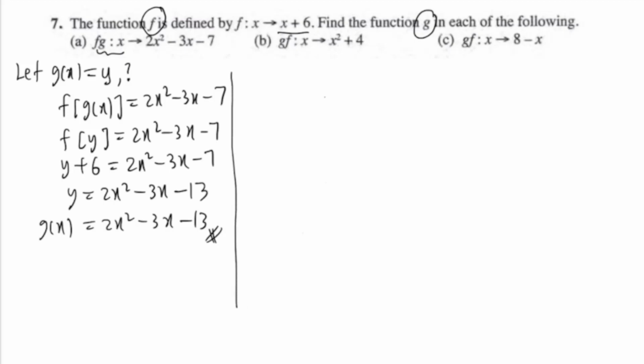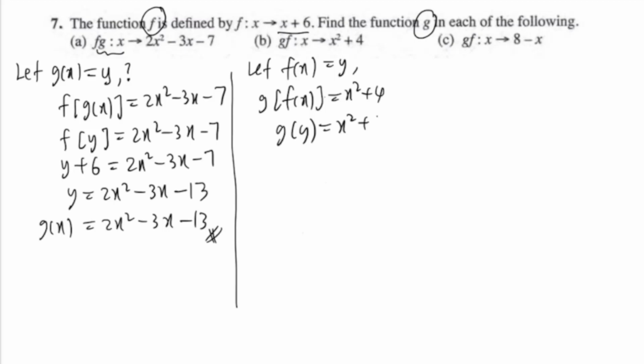I hope this is not too difficult. Part B, again, we let the function inside equal y. Now, in this case, the function inside is f(x). So when you let f(x) become y, let me rewrite: g(f(x)) is now x squared plus 4. This is g(y) is now x squared plus 4. The thing is, now I'm finding function g, right? To find function g(x), I must first find function g(y). To find g(y), I must change all the x into y.